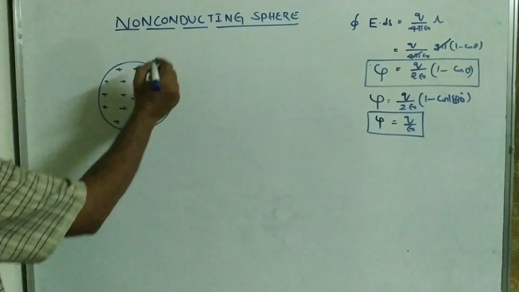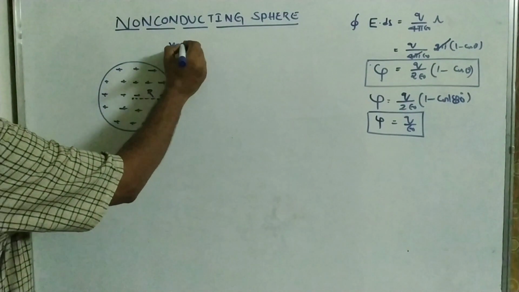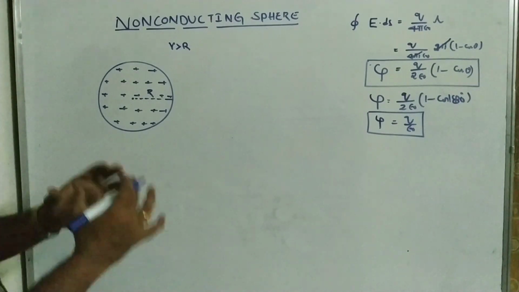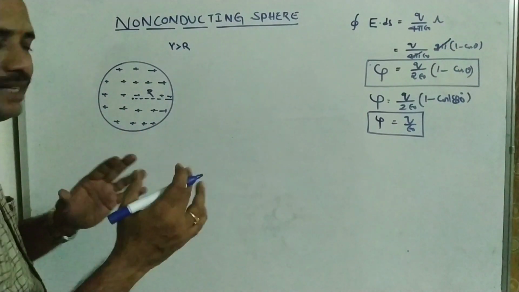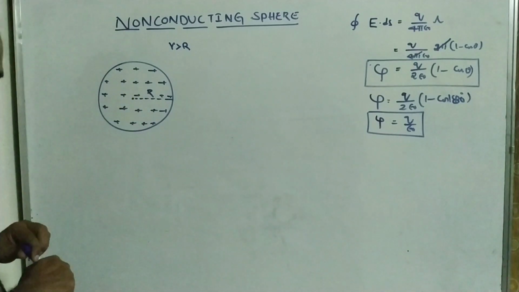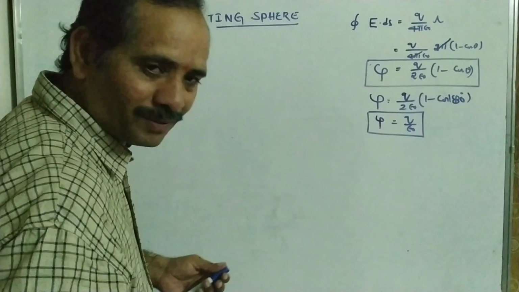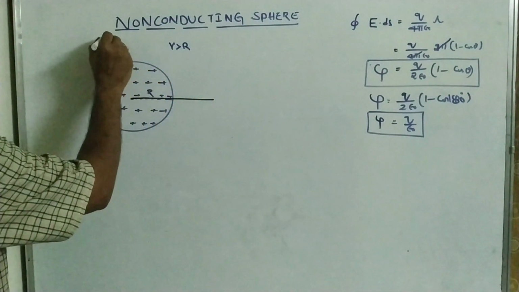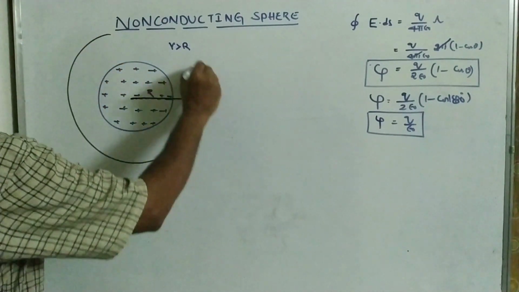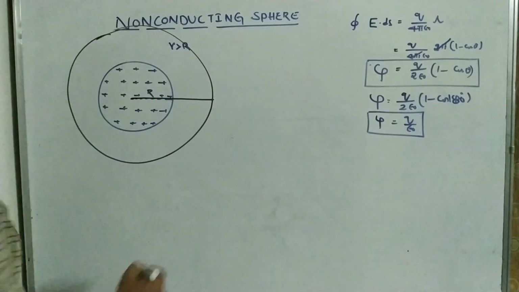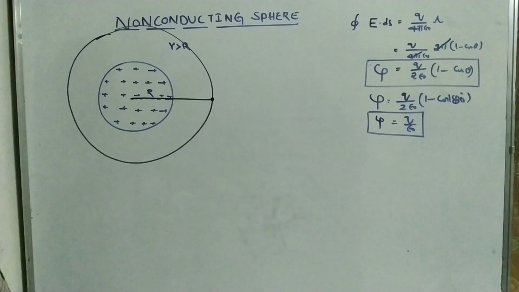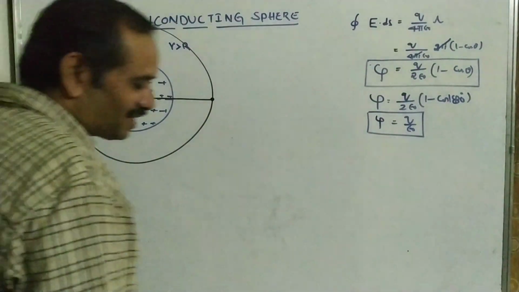In the non-conducting sphere, I am analyzing like this. Small r greater than capital R means outside the sphere. Outside the sphere, I want to calculate the electric field. At this point, I am interested in calculating the electric field.